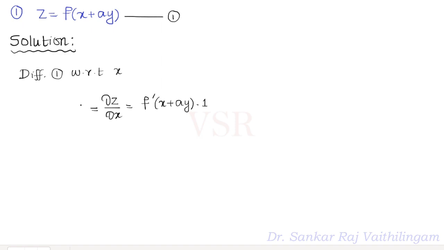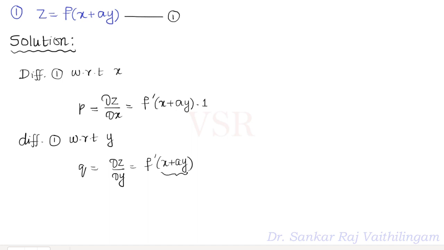Now differentiate 1 with respect to y. Then q, which is equal to ∂z/∂y, is equal to f dash of x plus ay into the derivative of this with respect to y. Differentiating with respect to y, we get only a, so it is a constant. I can write this as my 2 and this as my 3.